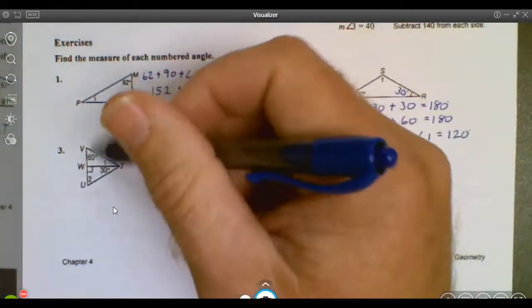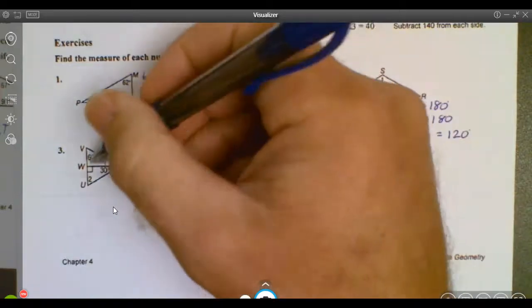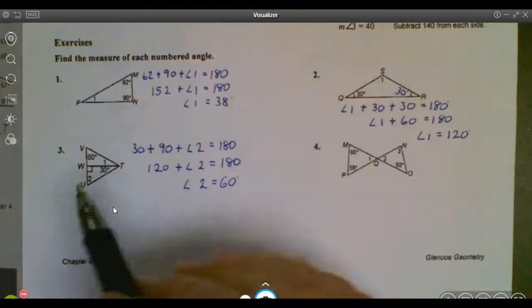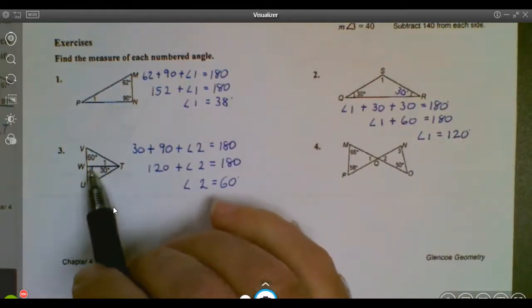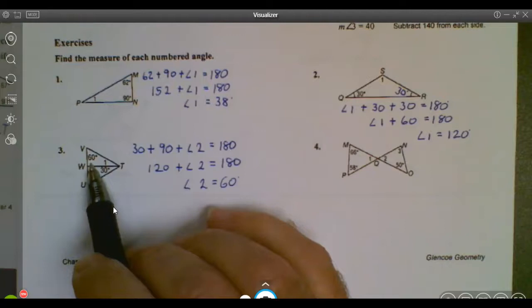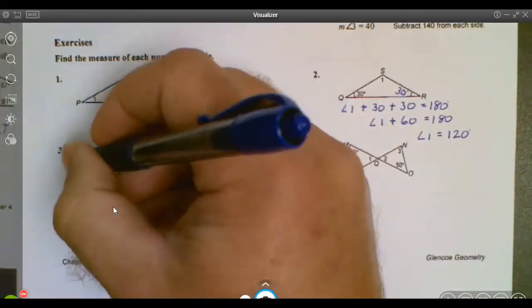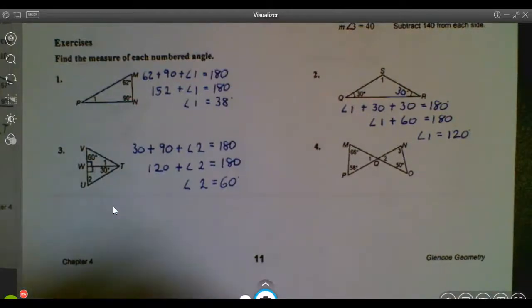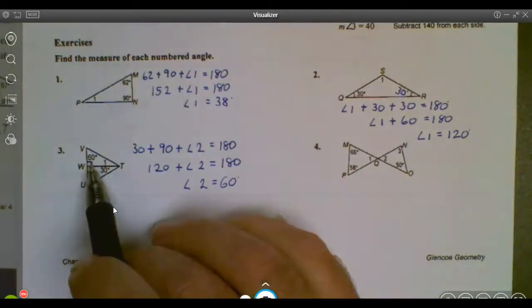Well, as I look on the other side, one of the properties that we have talked about since chapter 2 was the idea of perpendicular lines. If this line is perpendicular to this line, which it is because I see the right angle here, well, if this is a right angle, what would have to be true about this guy? He would also have to be a right angle. So that's something we've worked on since chapter 2. But if he's 90, then this guy also has to be 90.